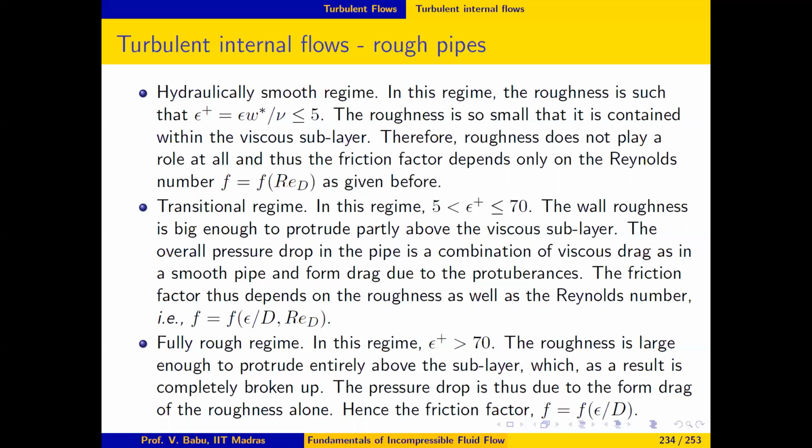Now, in the transitional regime, where the roughness is such that epsilon plus lies between 5 and 17, the wall roughness actually partly protrudes over the sublayer.